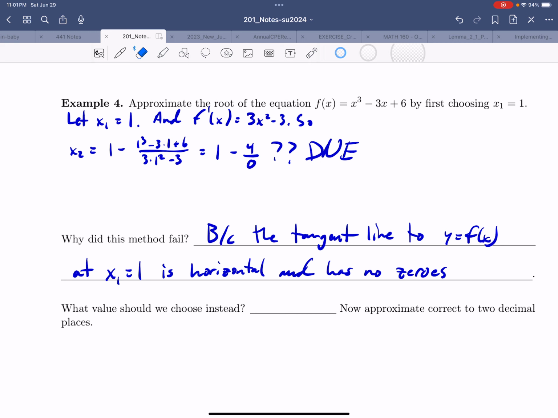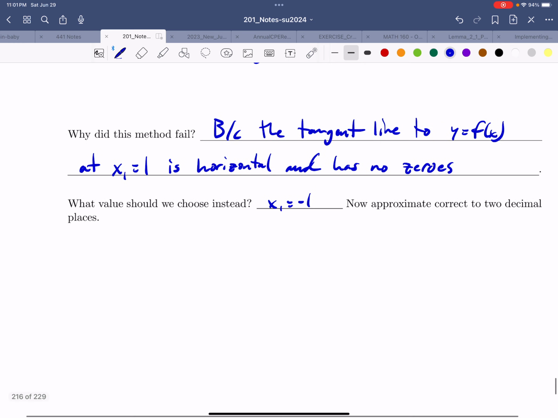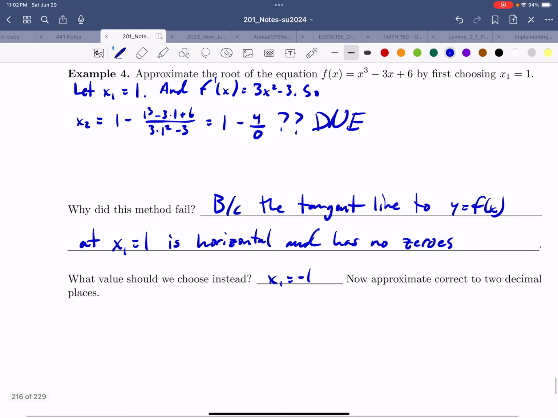So what value should we choose instead? Look at a graph. If I plug in 2, does that really get me even closer? No, it actually gets me further away. What if I plugged in -1? Yeah, that might be better. Let's try x1 equal -1. Now let's approximate correctly to 2 decimal places.